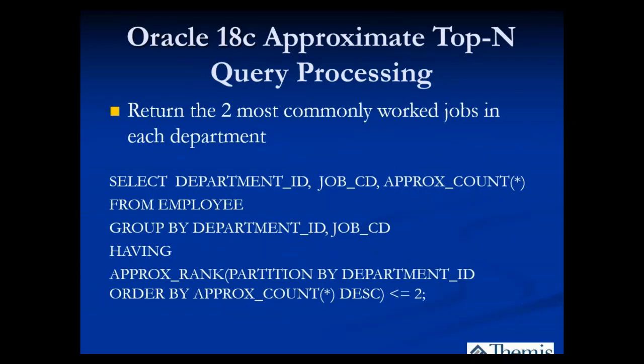Here's an example. Return the 2 most commonly worked jobs in each department. You can see where it's used down here in the order by. You can see it's in the having as well. In the having, we have approximate rank, and then I'm doing an order by approximate count, which is something we're selecting up here in our expression list for our select statement.